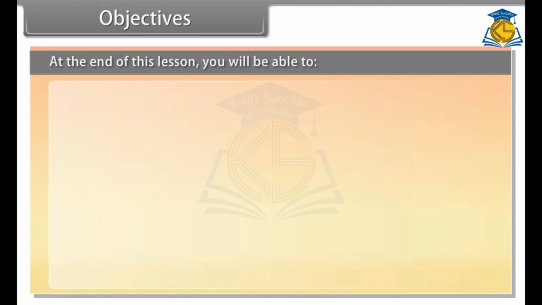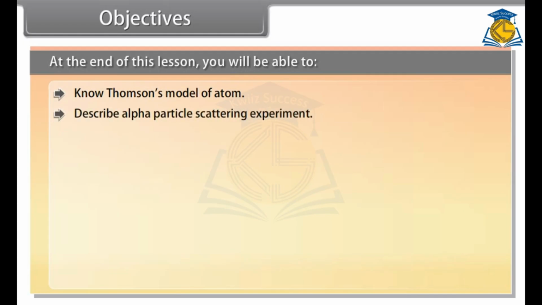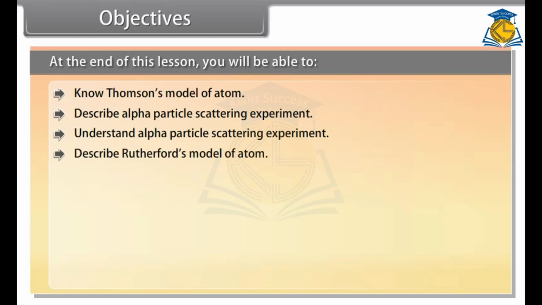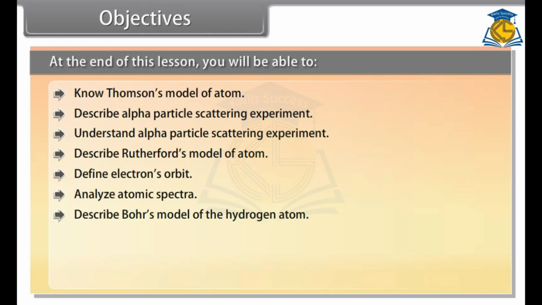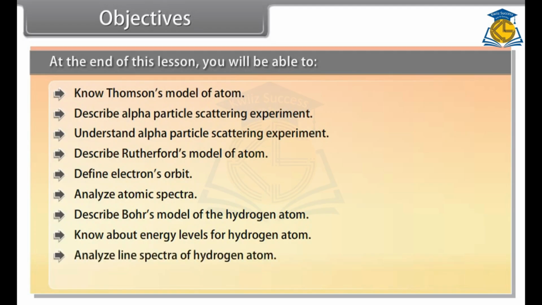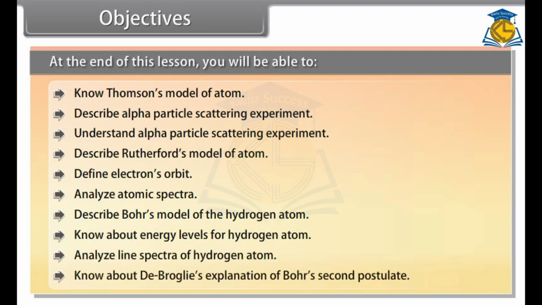Objectives. At the end of this lesson, you'll be able to know Thomson's model of atom, describe the alpha particle scattering experiment, understand the alpha particle scattering experiment, describe Rutherford's model of atom, define electron's orbit, analyze atomic spectra, describe Bohr's model of the hydrogen atom, know about energy levels for the hydrogen atom, analyze line spectra of the hydrogen atom, and know about de Broglie's explanation of Bohr's second postulate.